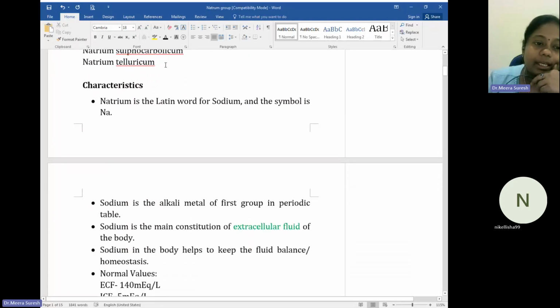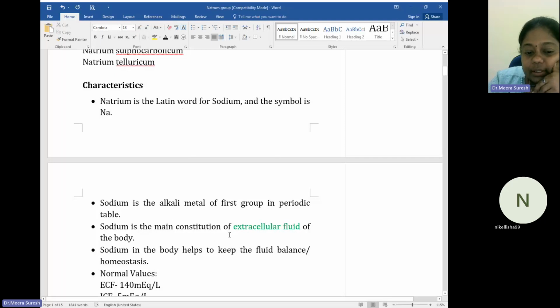So, something about the element, the chemical characteristic. Natrium is the Latin word for sodium and the symbol is Na, and it is the alkali metal of the first group in the periodic table. I think it is in the same alkali group. Even potassium is coming, potassium, sodium, or sodium, potassium, goes like that.